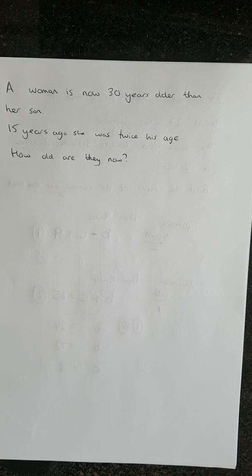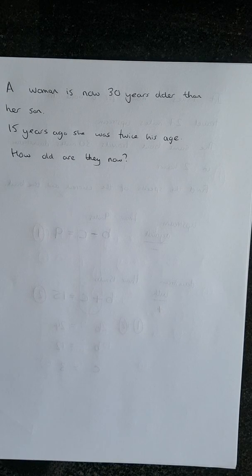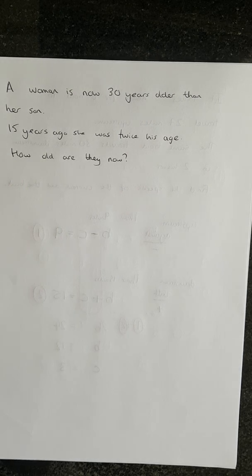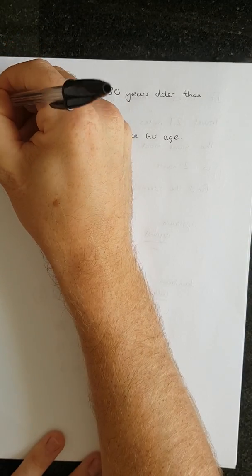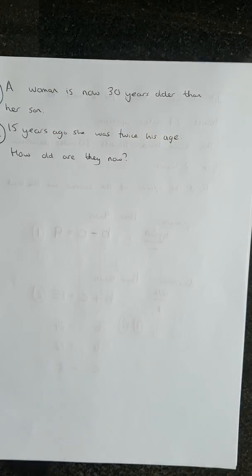Final worded problem we'll look at. A woman is now 30 years older than her son. 15 years ago, she was twice his age. How old are they now? Remember to pause if you want to try it. So pause now. Okay, 2 sentences. Let's turn each into a statement.